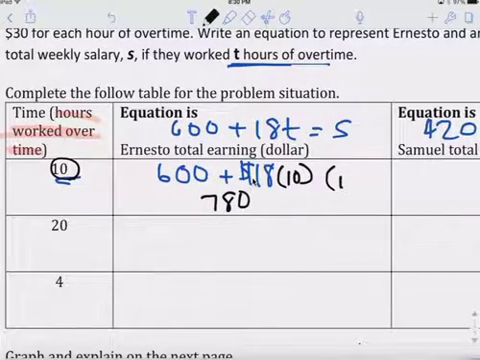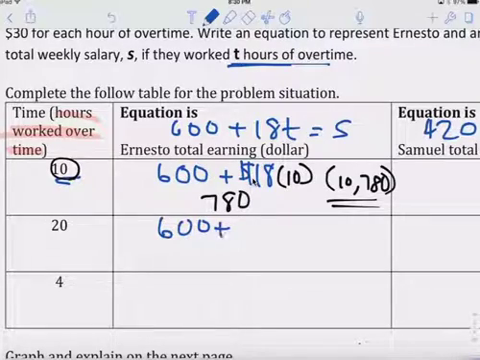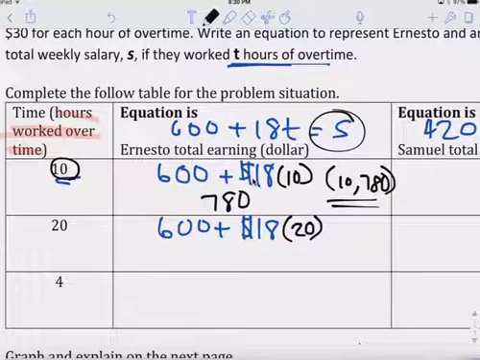So your ordered pair here is 10, 780. I'm going to look for this on the test, that you put in an ordered pair like that. Makes it easier for me to grade. 600 plus $18 an hour times 20 hours of overtime. Okay, and you get his total salary. So you add that together. Let's see, that's 360, right? That's 960. I'm doing this in my head, so I hope my math is right. I think so.